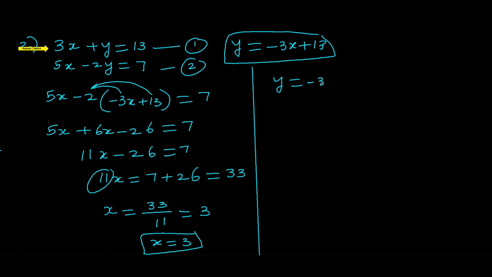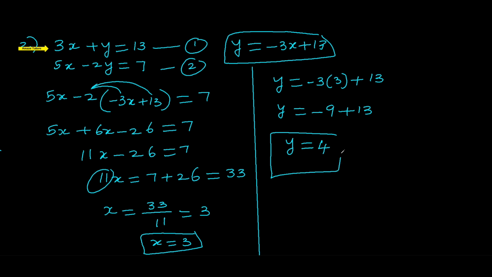y is equal to negative 3 times 3, because the x value is 3, plus 13. y equals, 3 3s are 9, negative 9 plus 13. What is negative 9 plus 13? As the signs are different, take away the smaller number from the larger and keep the sign of the larger number. That's why positive 4. So the solution for this simultaneous equation is (3, 4).